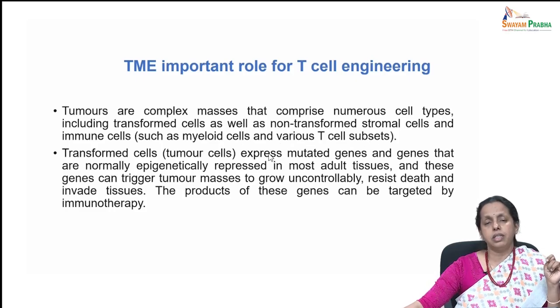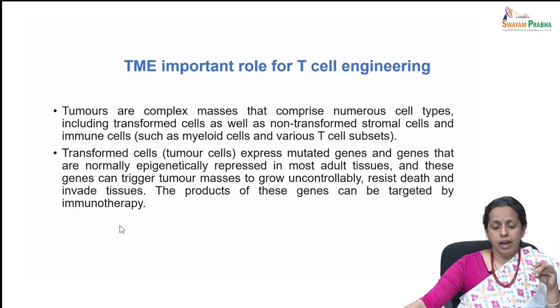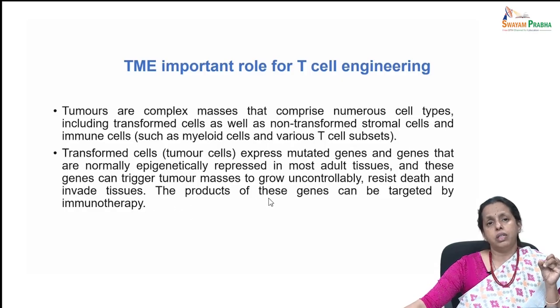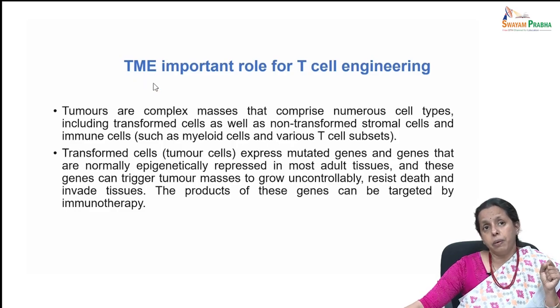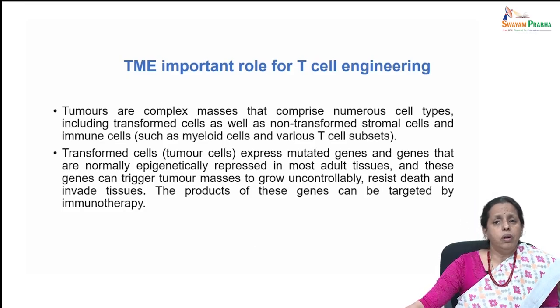These transformed cells, the tumor cells, express genes, and they even have genes that are normally epigenetically repressed in most adult tissues. These genes, as we know, are oncogenes. You have the proto-oncogenes which can trigger tumor cells to grow uncontrollably and invade tissues. Get back to your chapter on hallmarks of cancer. The products of these particular genes are usually the ones targeted for your immunotherapy. The TME is really, really important. The cancer cell per se, along with the tumor microenvironment, plays an important role.